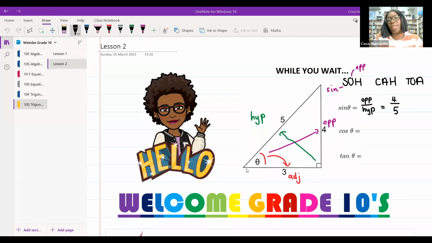Aveani, do you want to tell me what is my cos of theta? Cos is adjacent over hypotenuse. Beautiful. Now, how much is my adjacent side? It's 3. Good. 3 over my hypotenuse, which is 5. Excellent. Beautifully done. Very, very well done.